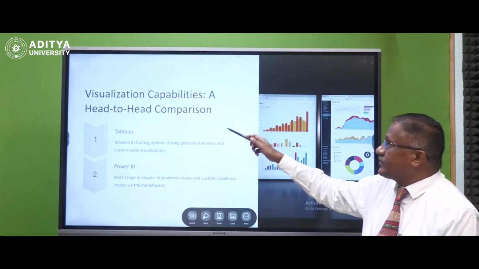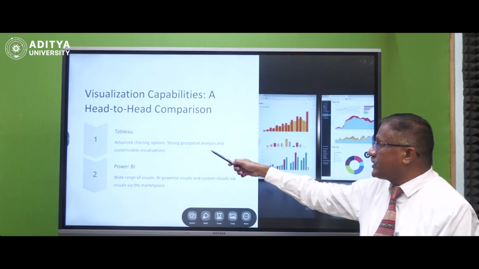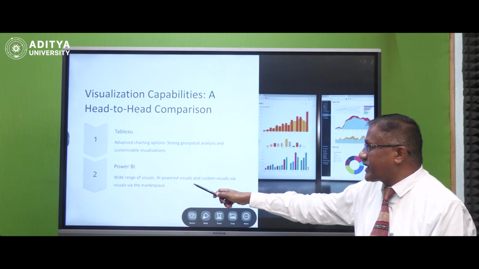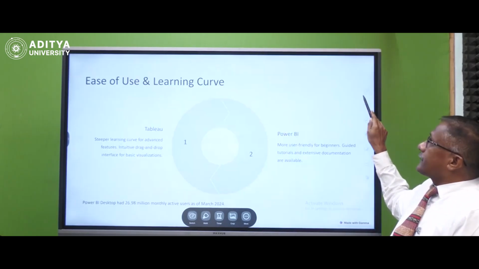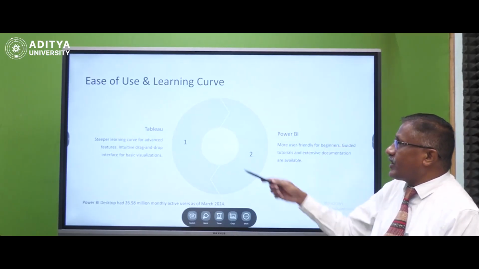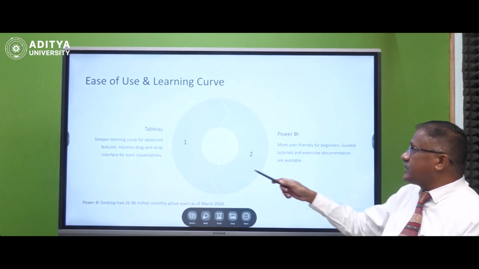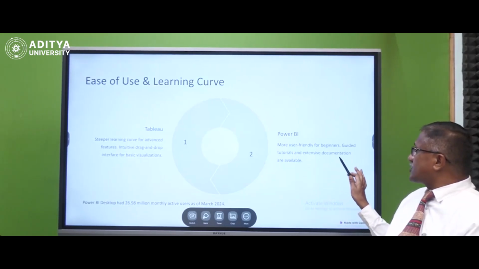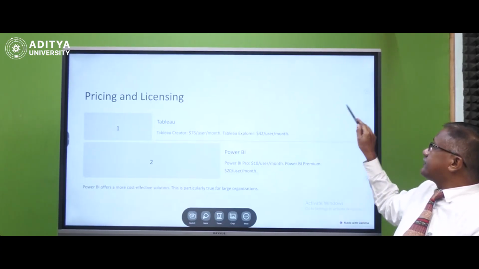Visualization capabilities: we can do a head-to-head comparison. Tableau has charting options, strong geospatial analysis, and customized visualization, whereas Power BI has a wide range of visuals, AI-powered visuals, and custom visualization. On ease of use, Tableau has a steeper learning curve for the advanced features, with a drag-and-drop interface. Power BI is very friendly for beginners, and guided tutorials and extensive documentation are available.